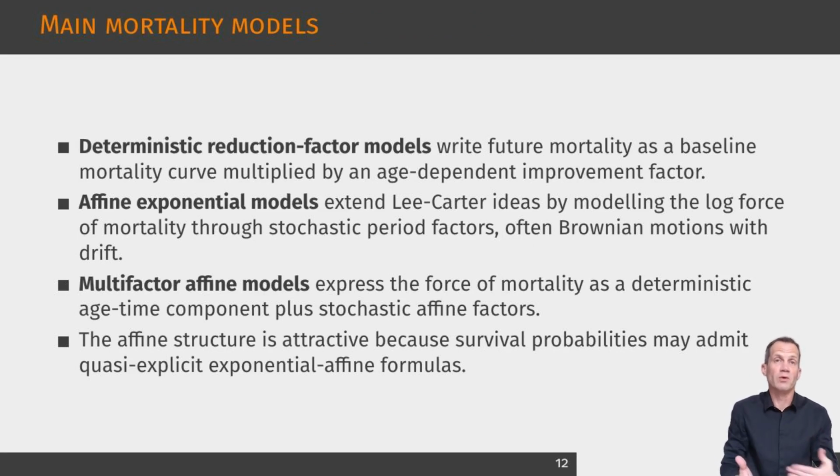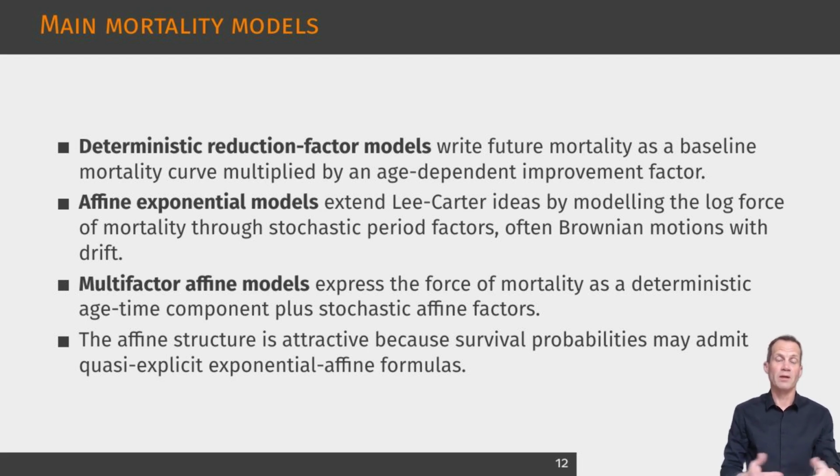Deterministic reduction factor models start from a baseline mortality curve and apply an age-dependent reduction factor to represent future improvement. They are simple and transparent, and they connect naturally with life tables, but they ignore uncertainty in future mortality trends. Affine exponential models extend the Lee-Carter logic by modeling the logarithm of the force of mortality through stochastic period factors. In the continuous time versions discussed in the chapter, these factors may be Brownian motions with drift. This captures uncertainty and the persistent downward trend in mortality, but closed-form death probabilities are not always available.